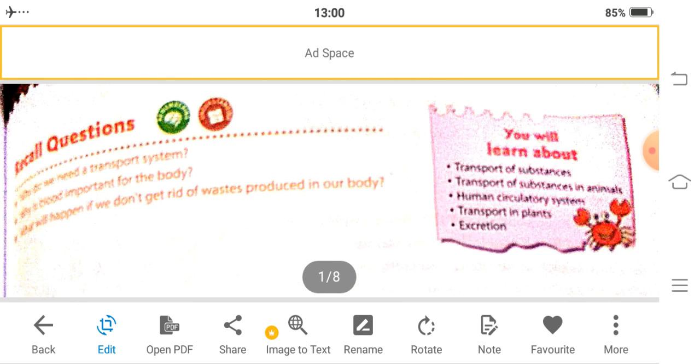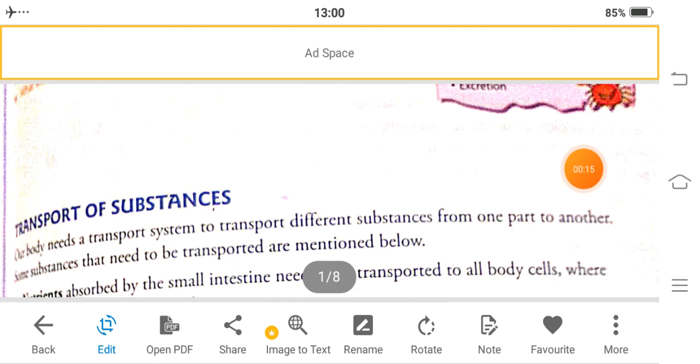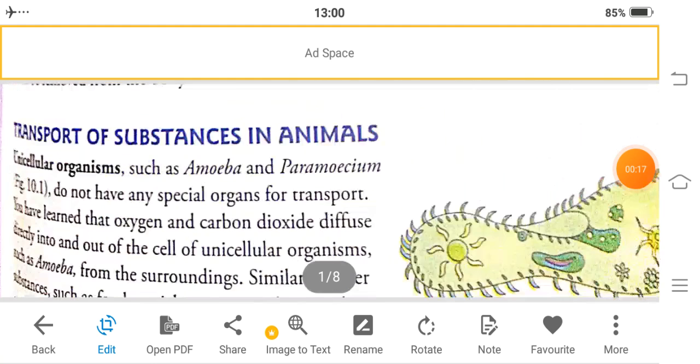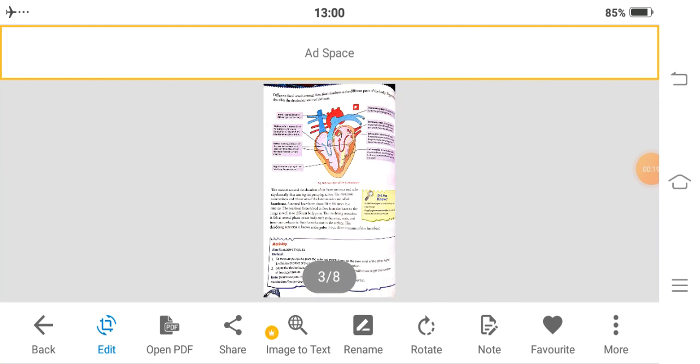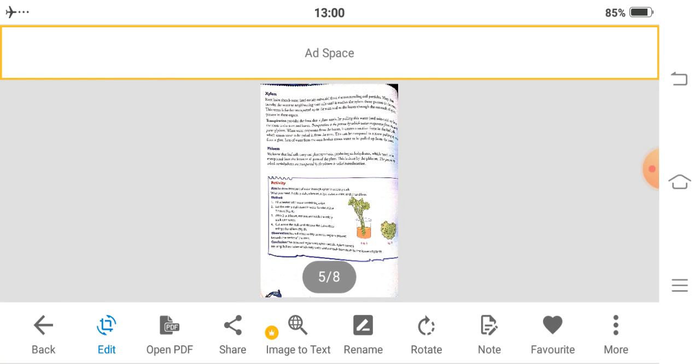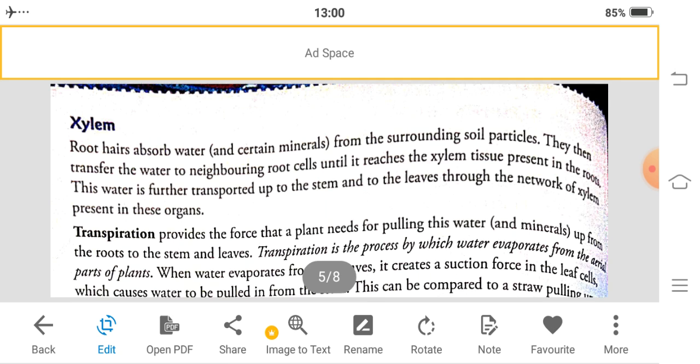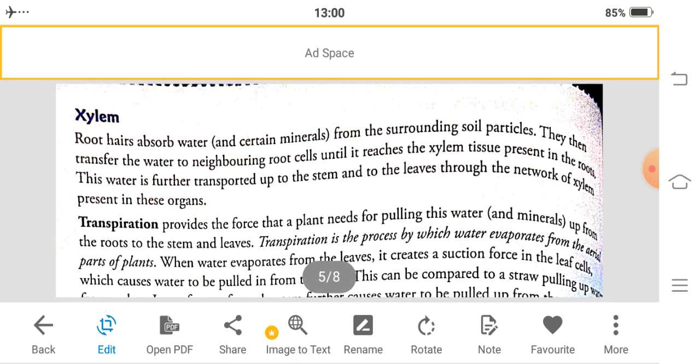So in this chapter, in the previous class, we have studied about xylem and phloem. Xylem and phloem are the parts of the plant. Today we will learn about xylem. So what is a xylem?